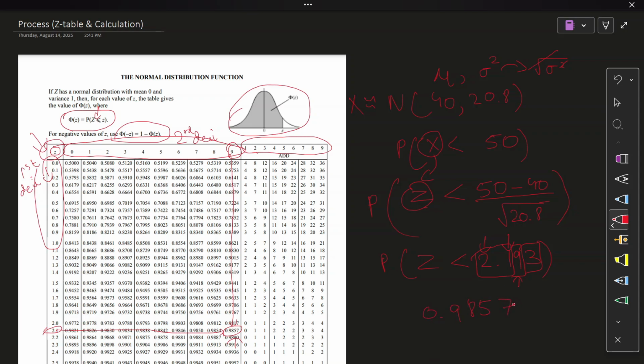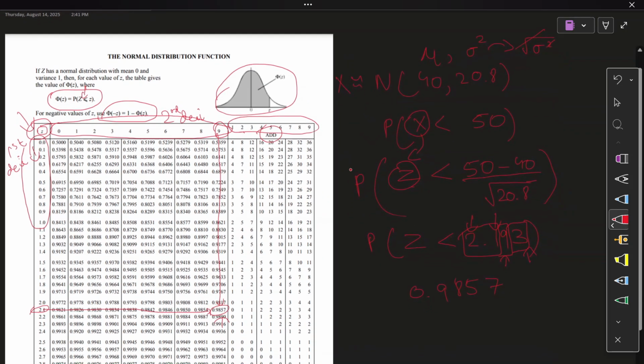0.9857. Okay? But the last decimal place represents an add value. Now, what is an add value? Value is simple. It is to be added. It is an add value. It's supposed to be added, but it is supposed to be added very specifically. How? Let me tell you.